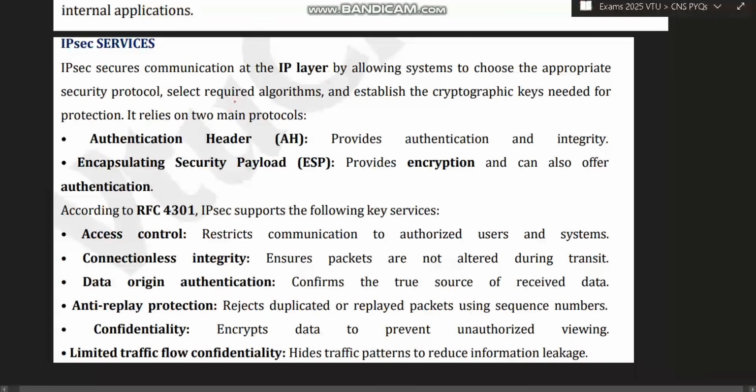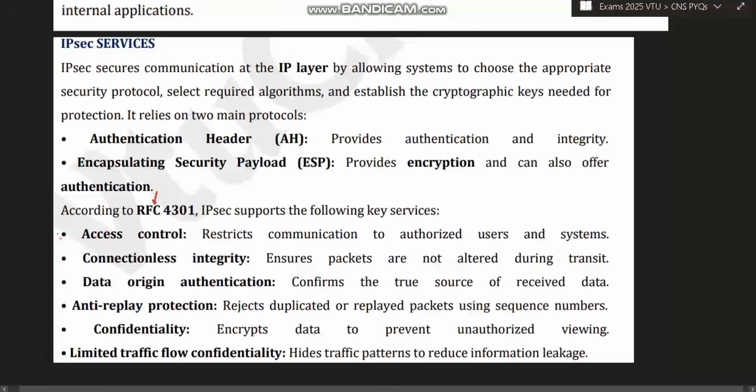IP security in the IP layer. Authentication header is given to ensure that whatever we have got is authentic. It ensures authentication and integrity. Encapsulating security payload, ESP, provides encryption and can also offer authentication. According to the RFC, request for comment 4301, these are the set of rules defined for how the policies should be.